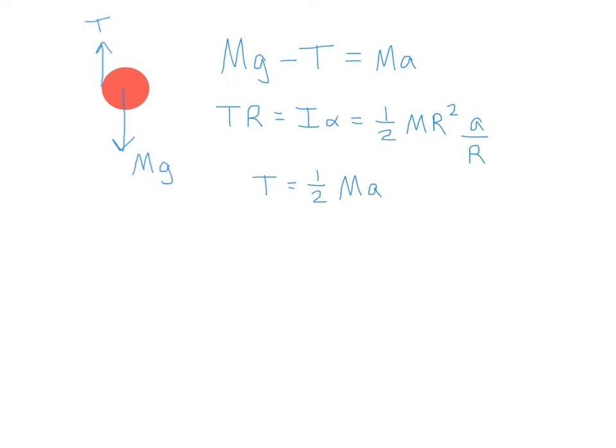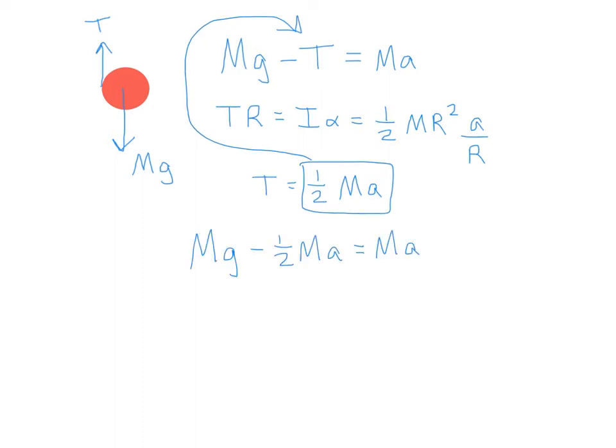And then to finish solving the problem, I'm going to take the 1/2 ma and I'm going to sub it in for T in the other equation. So as you can see, we have m in every term, so the m's cancel out. So we get g minus 1/2 a equals a. So g equals 3/2 a. Therefore, a has to equal 2/3 g.